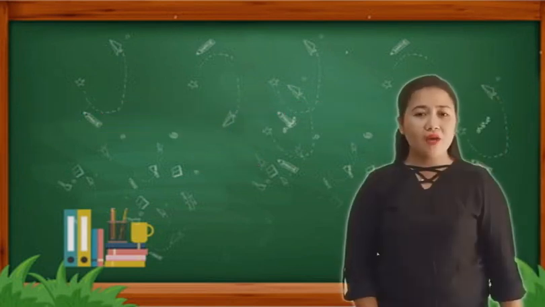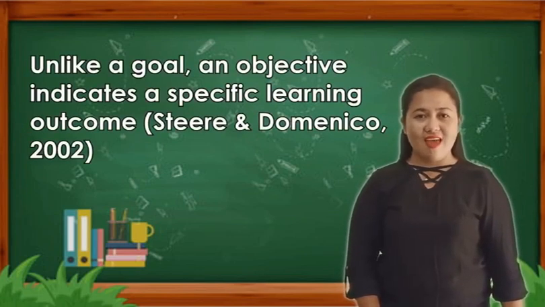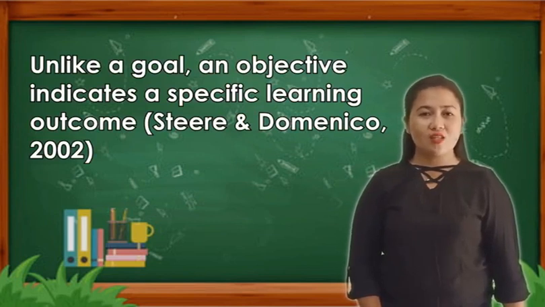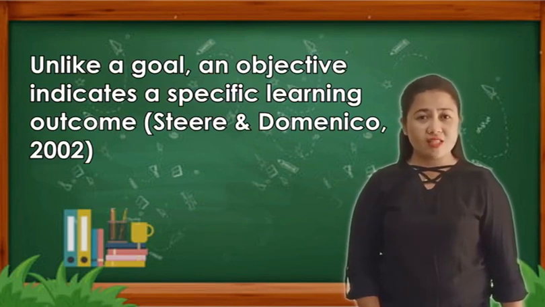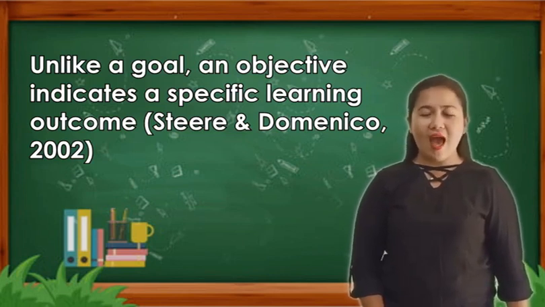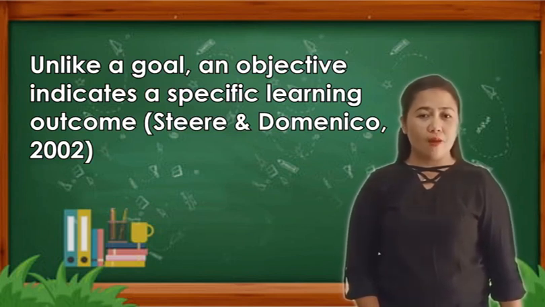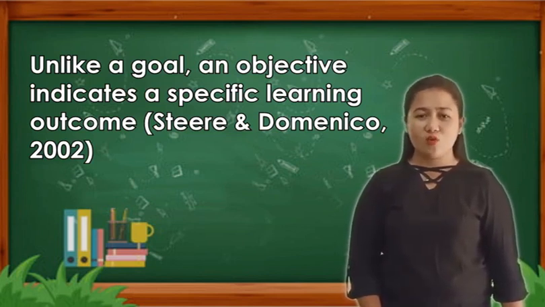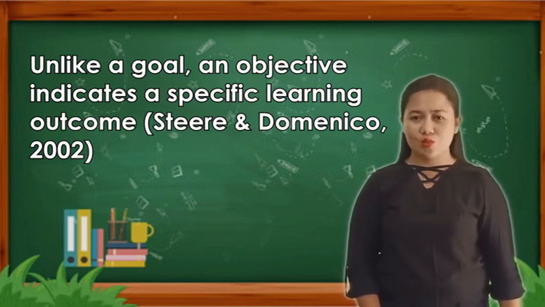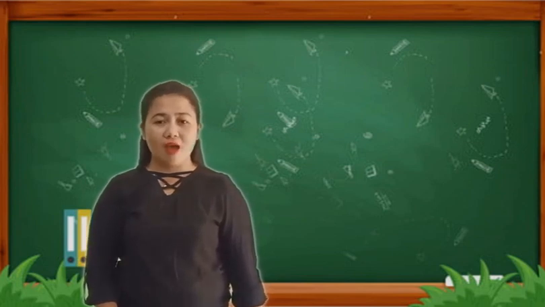Think about how each unit helps achieve the course goals. Then, create unit objectives corresponding to those selected goals. Unlike a goal, an objective indicates a specific learning outcome, according to Stieri and Domenico in the year 2002. A goal may need multiple objectives to measure it. All objectives should be measurable.